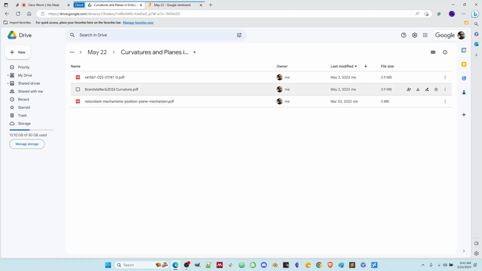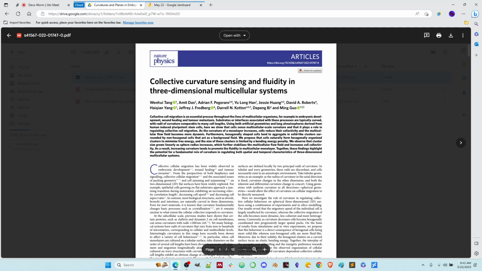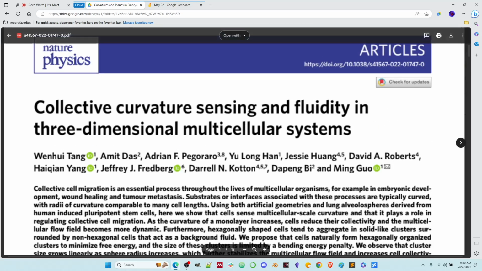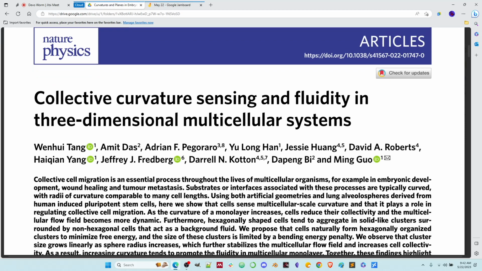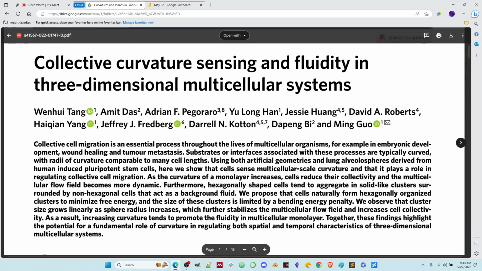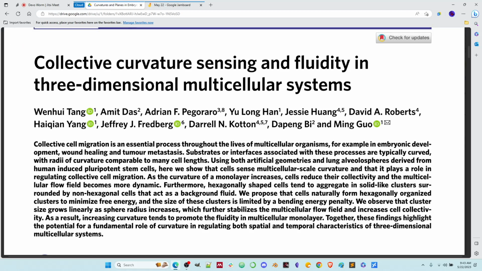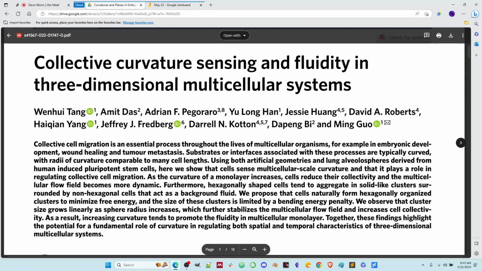So these papers, where do we want to start? This one is Collective curvature sensing and fluidity in three-dimensional multicellular systems. This is a Nature Physics review article about collective cell migration and some of what it's useful for. In embryonic development, cells move around the embryo to different places after dividing or as they differentiate. Wound healing is where cells come to the wound and close it up, forming a mesh that keeps the wound from getting infected. And then tumor metastasis, where tumors form and grow. All these involve collective cell migrations in different ways.